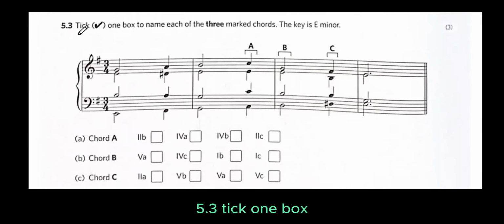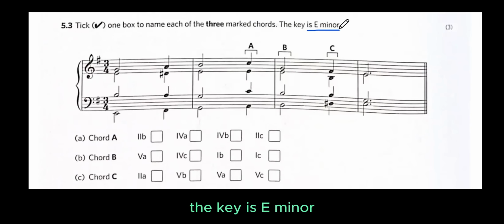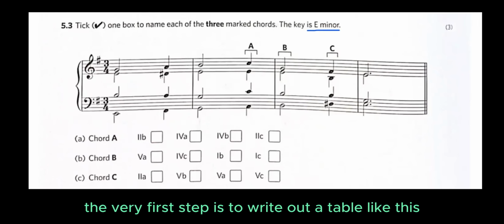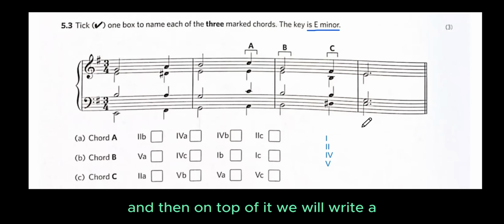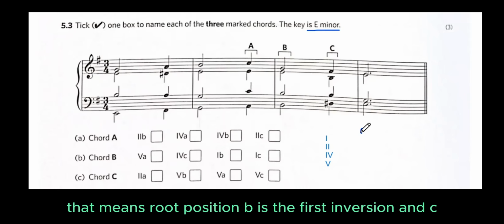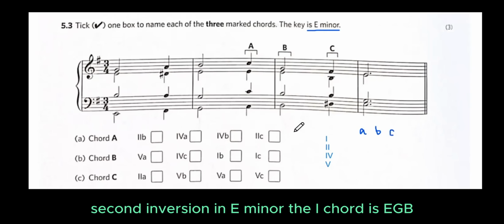5.3. Tick one box to name each of the 3 marked chords. The key is E minor. The very first step is to write out a table like this. 1, 2, 4, 5. And then on top of it, we will write A, that means root position. B is the first inversion, and C, second inversion.